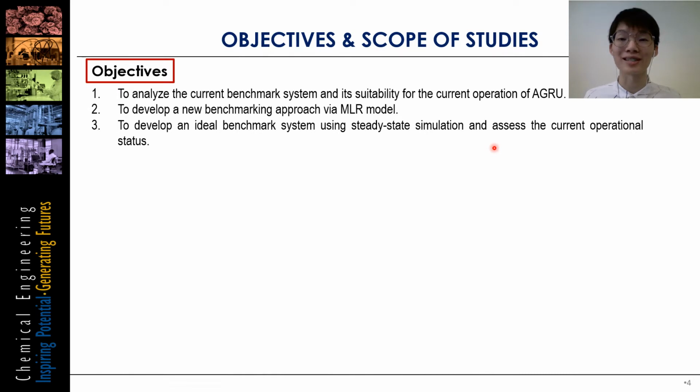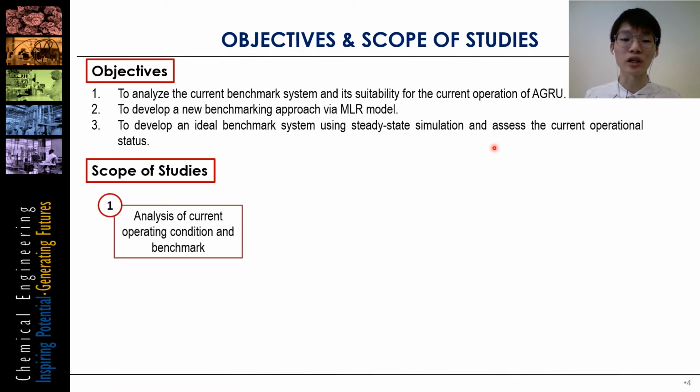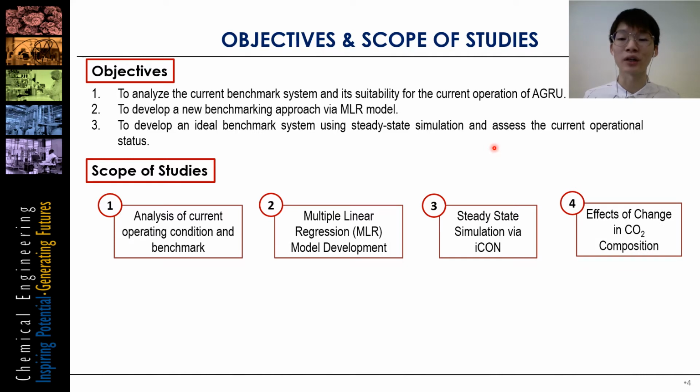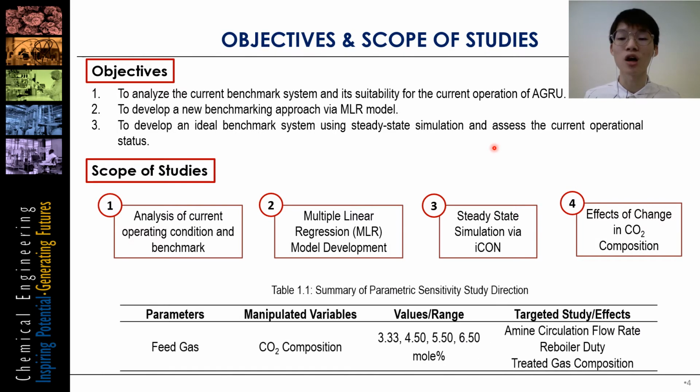and assess the current operation status. In terms of the scope of studies, there are four scopes that I would like to show you. Firstly, the analysis of the current operation condition and also the current benchmark provided by company A. Next, the MLR model development, followed by the steady-state simulation ICON study. And finally, I will study the effects of change of CO2 composition, for which the targeted studies are the amine circulation flow rates, the reboiler duty, and ensuring that the treated gas composition does not violate the operations of this LNG plant.